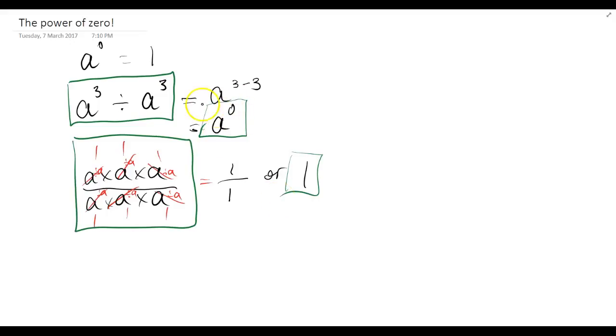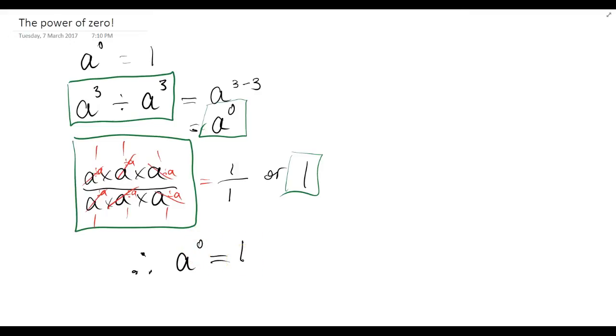Because if a to the power of 0 equals this, and 1 equals this, we've said that these two things are equal. So I must be able to say that the answers are also equal. So then we say, therefore, a to the power of 0 does in fact equal 1.